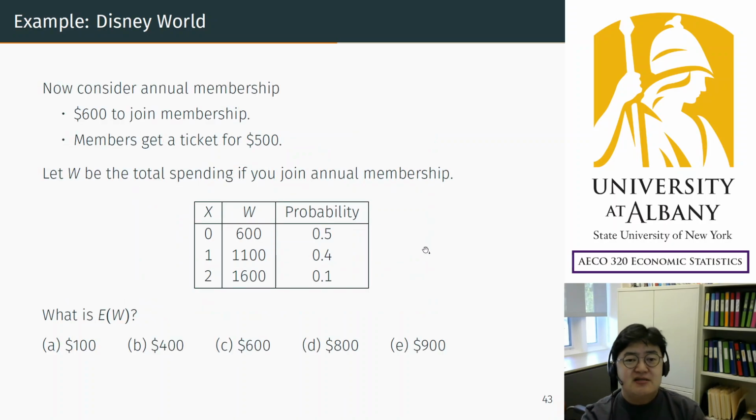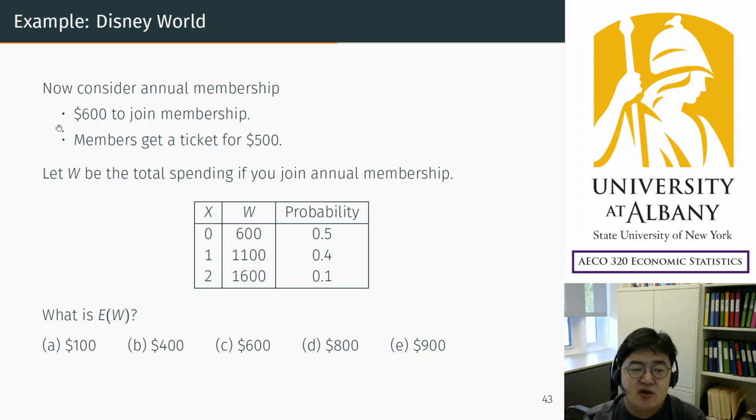Okay, here is another scenario. I don't know if there is anything like this, but just assume that. Suppose there is a premium annual membership for Disney World. The annual fee is $600 to join the membership upfront, and then for a year you are a premium member, and you can get a ticket for $500. So you get discounts, but you have to pay an upfront fee.